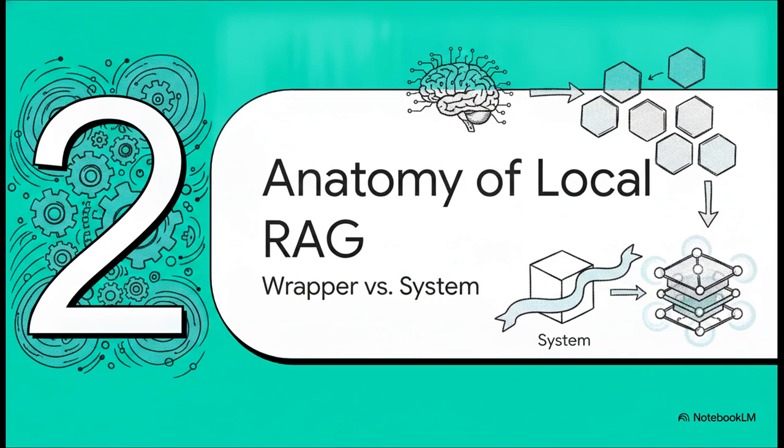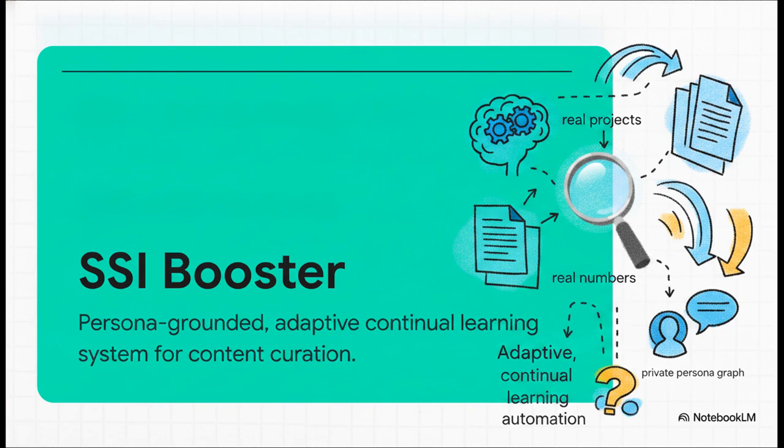Which brings us to Section 2, Anatomy of a Local RAG, and the contrast between a simple wrapper and a true system. Let's see exactly how an adaptive continual learning system puts those basic AI wrappers to absolute shame. This is where the engineering gets really elegant. Enter the SSI Booster. Right from the definition, it's clear this isn't just taking some text, firing off an API call to an LLM, and just crossing your fingers. No way. It's an adaptive, continual learning automation system.